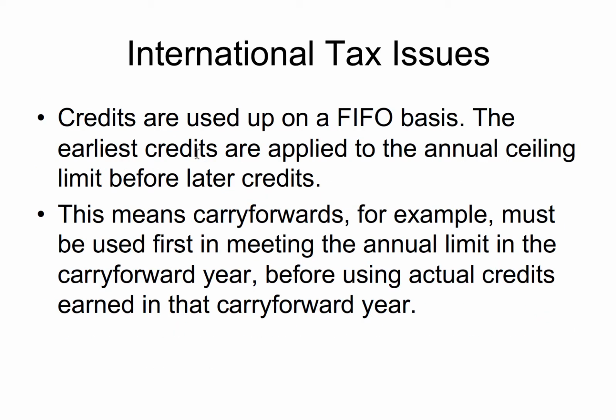Now, the credits are used up on a FIFO basis. The earliest credits are applied to the annual ceiling limit before later credits. So if you're not familiar with what FIFO is, first in, first out. The first credits are the first ones used. This means that carry forwards, for example, must be used first in meeting the annual limit in the carry forward year before using actual credits earned in that carry forward year. So that's basically an anti-abuse rule that the IRS saw was happening, and this is not something that's good for the taxpayer. This is something good for the government.